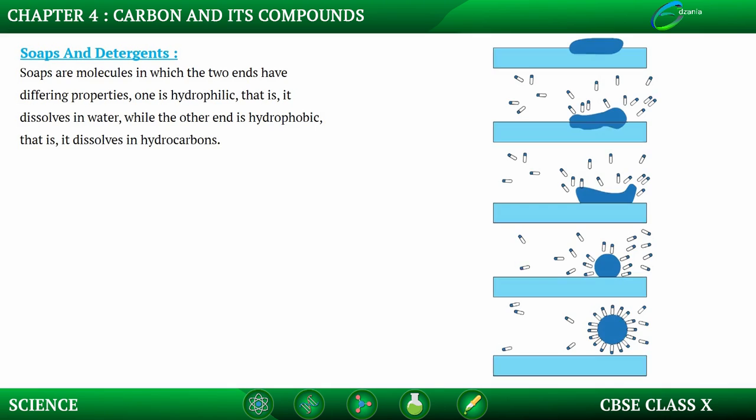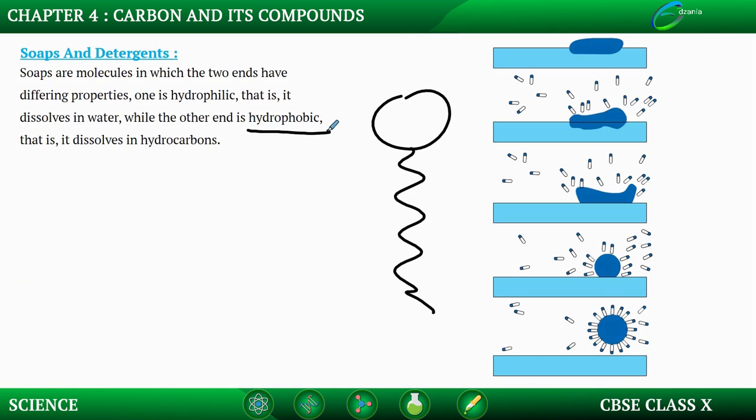Soaps are molecules in which the two ends have different properties. One is the hydrophilic end, that is, it dissolves in water, while the other end is the hydrophobic end, which dissolves in the hydrocarbon. So we saw in the previous slide that there's a circle at one end and a zigzag line at the other end. Out of this, one end is the hydrophobic end. Phobic is fear and hydro is water. So one end fears water and the other end dissolves in hydrocarbons.